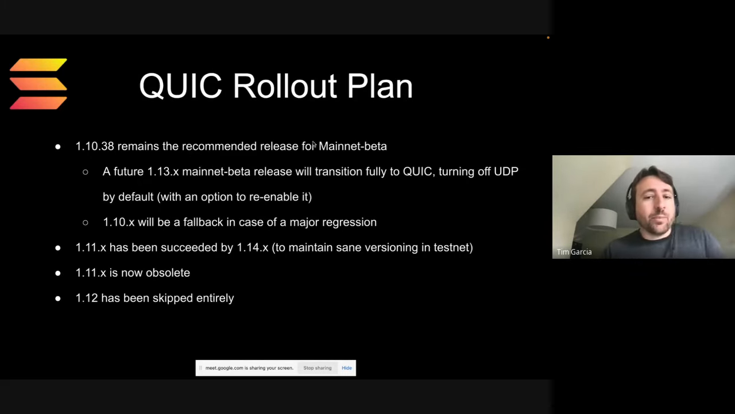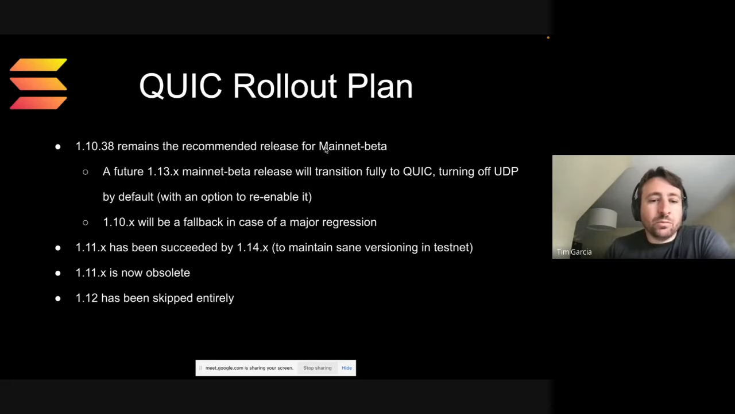1.10.38 remains the recommended release for mainnet beta. In the future, 1.13 will be rolled out. It'll most likely be a slow rollout where we'll have 5% of validators or 10%, et cetera, who are willing to try 1.13. And then eventually, when we feel comfortable and we feel like it's stable, we'll roll out to 100% of the cluster. We'll have operators on 1.13.x, which will be Quick by default. UDP will be turned off by default.